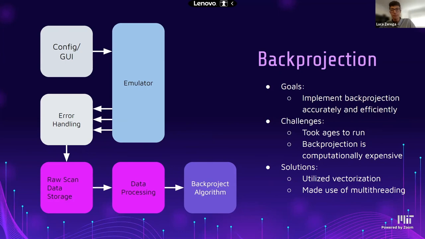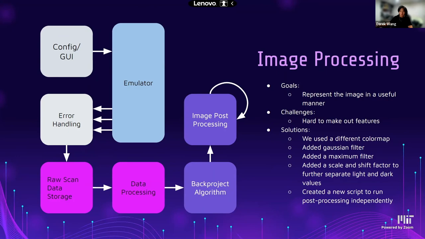So after doing this algorithm, but before we can display the image, we often need to apply some techniques in order to produce something that is clearly visible. But because some of the values are sometimes too close together or too obscured by noise, it can be hard to make out features in an image. To solve this, we picked a different color map with more contrast between values relatively close together. And we also added a few filters and other image processing techniques to make it even clearer.